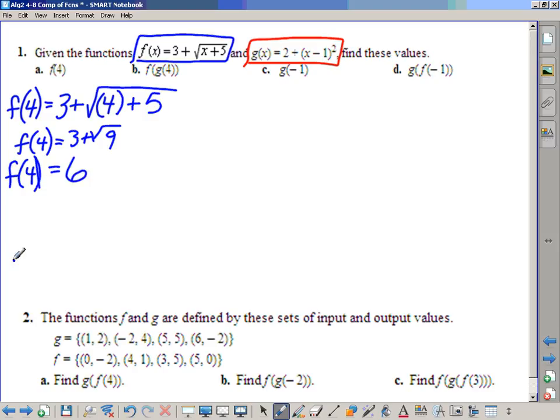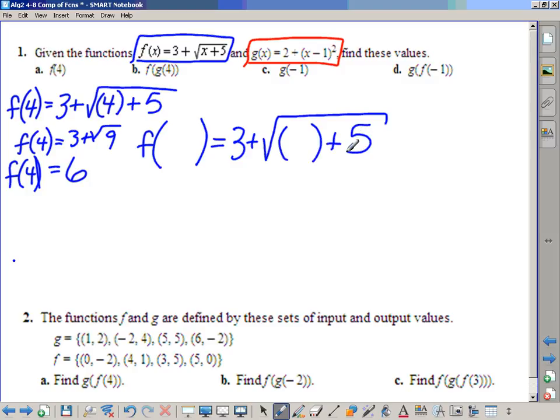B, f of g of 4. So we're still taking the blue function as our outer shell. F of blank equals 3 plus the square root of blank plus 5. That's f of x. If I wanted you to find f of 3, you'd put a 3 here and here, and you would calculate it. If I wanted you to find f of 11, you would put an 11 in, and you would do the square root of 11 plus 5, which is 4, and add 3, and you would get 7.